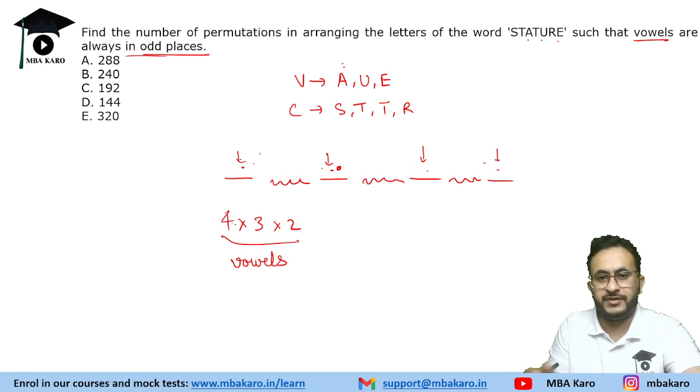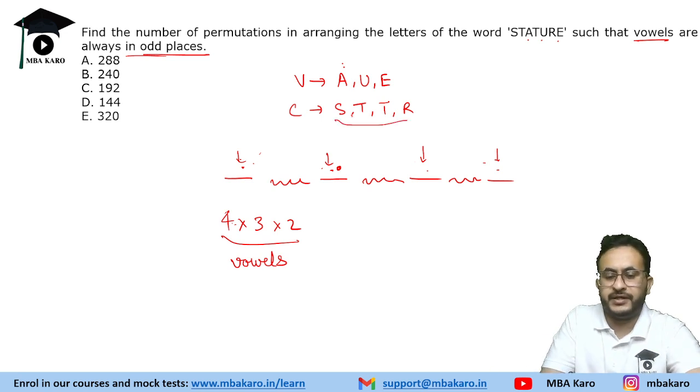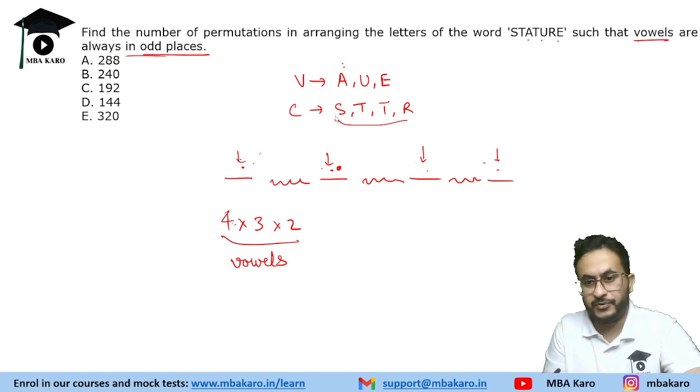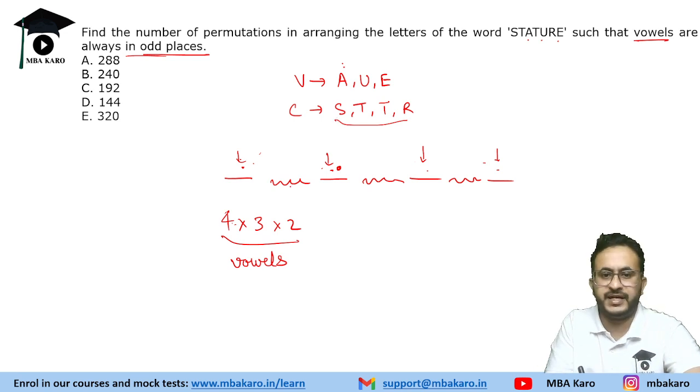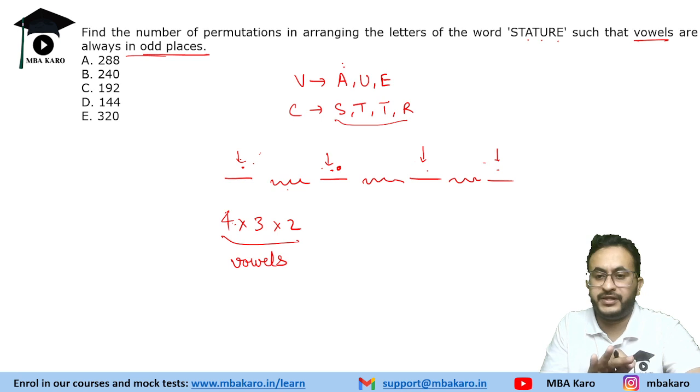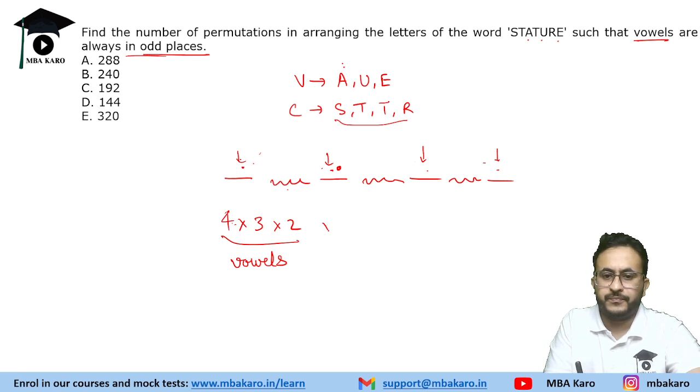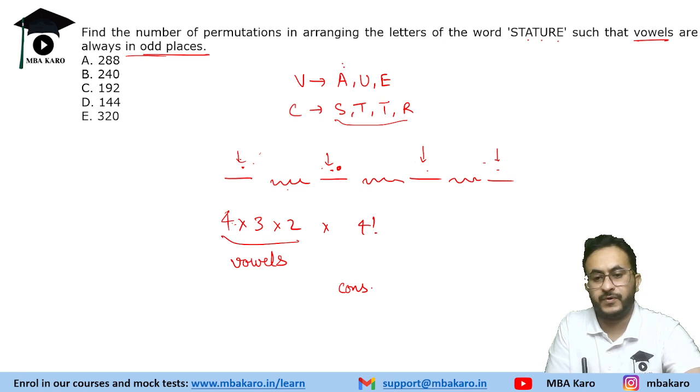Now we have placed the vowels. How many letters are left? 4 letters are left, right? And there are 4 positions. Which 4? These 3 are there and one more position. So 4 things in 4 positions: 4 factorial, for the 4 consonants.